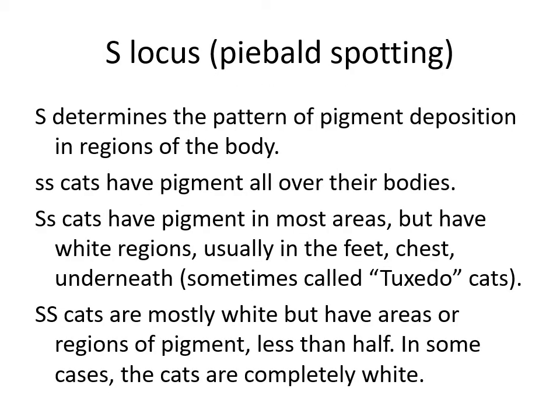Okay, the last one we're going to talk about is the S locus for piebald spotting, and this determines the pattern of pigment deposition in the body. So little S cats have pigment all over their bodies with little or no white on them. Big S, little S cats have pigment usually in the upper areas of the body, but underneath are usually white in the feet, chest, and underneath. These cats are sometimes called tuxedo cats. So they've got plenty of color to them, but they have considerable regions of white generally underneath. Okay, big S cats are mostly white, but have regions of pigment, generally less than half of them pigmented. In the case of the dominant W allele, the cat's actually completely white.